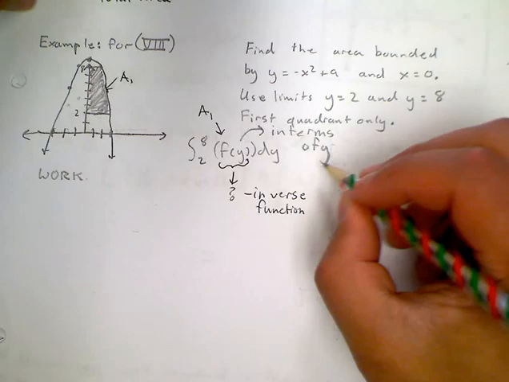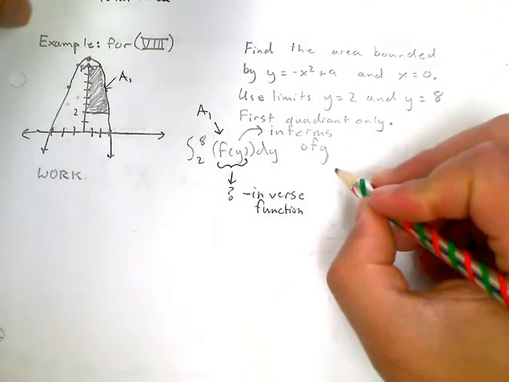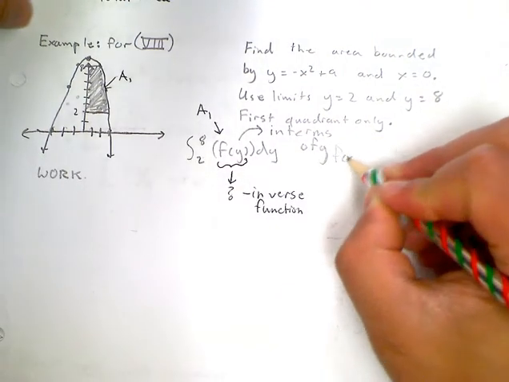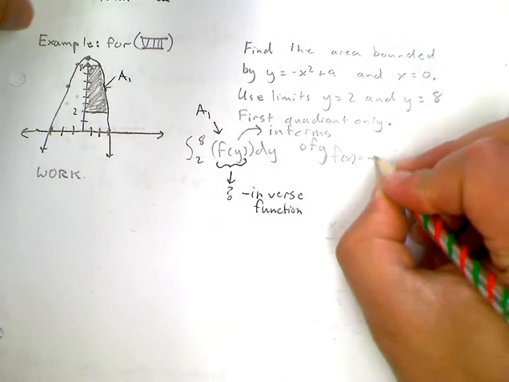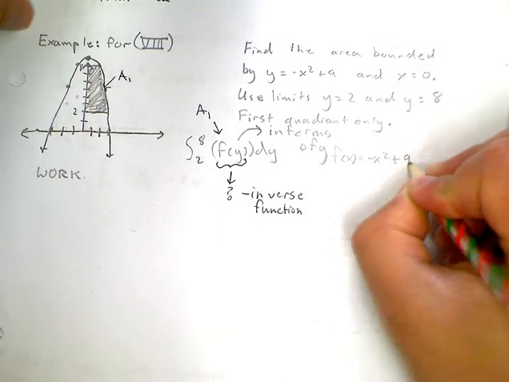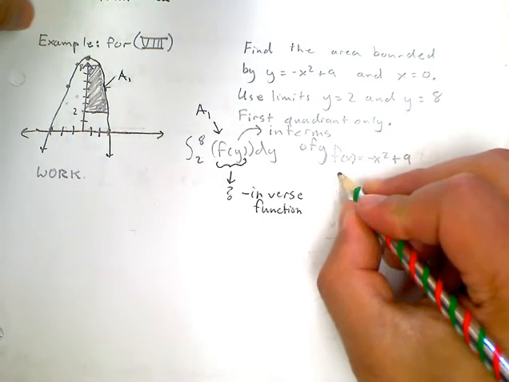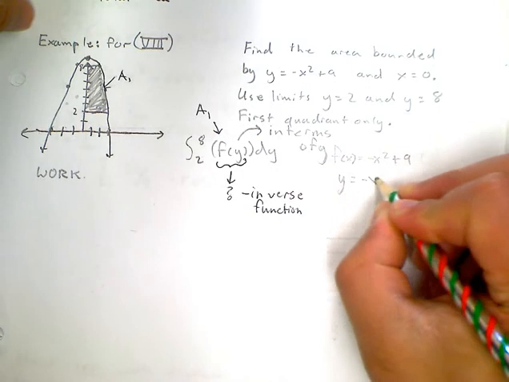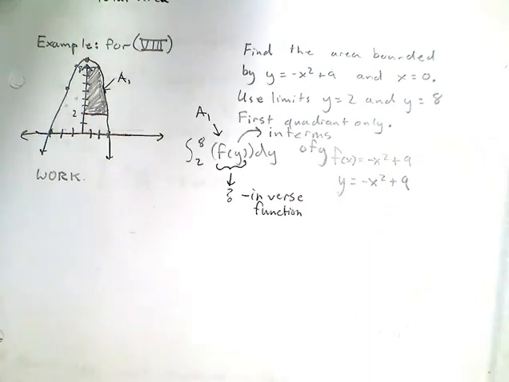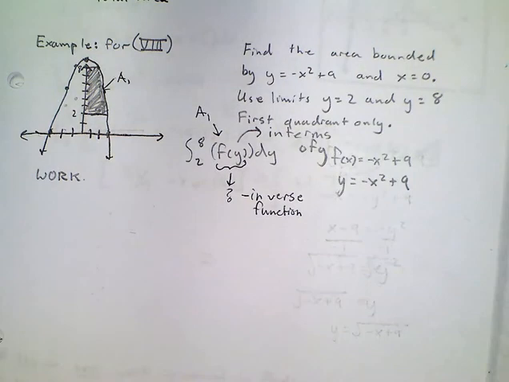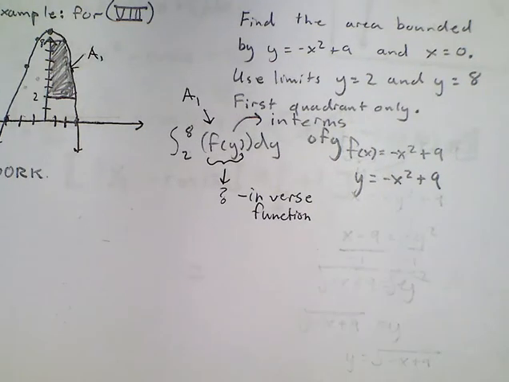So what's the normal f of x? The normal f of x was negative x squared plus 9. So y equals negative x squared plus 9. This is in terms of x, but I'm going to get it in terms of y. My brightness is a little too much for me right here, so let me zoom in a little bit. So let's get it in terms of y.